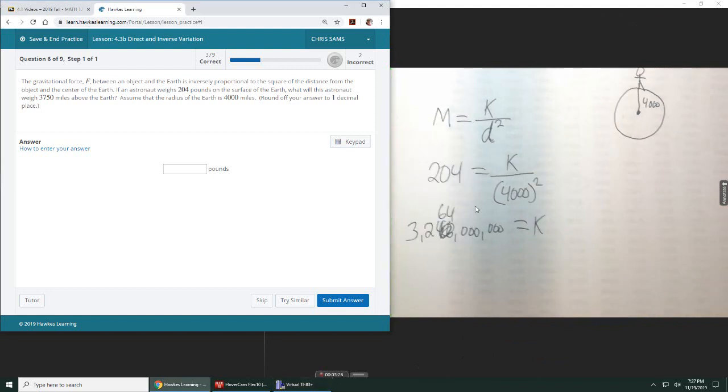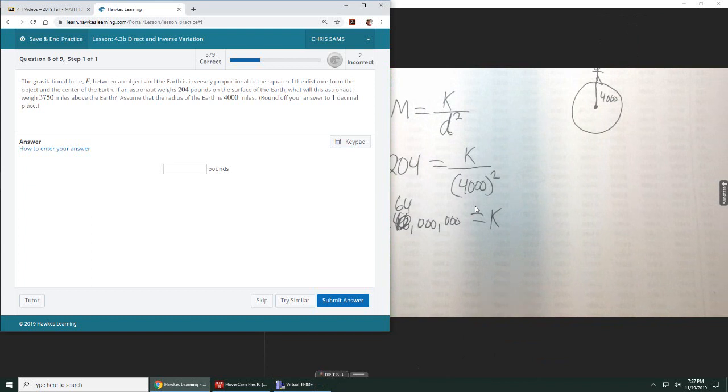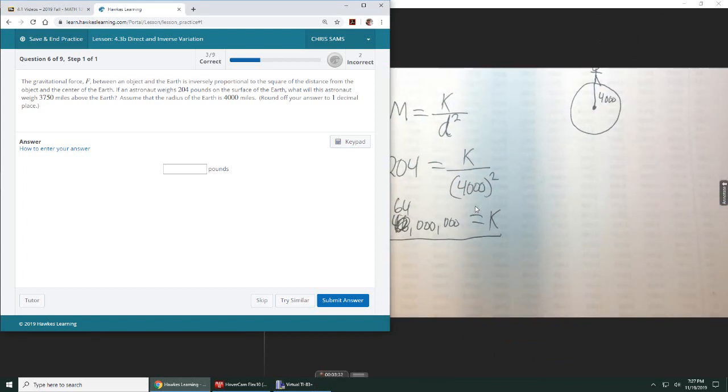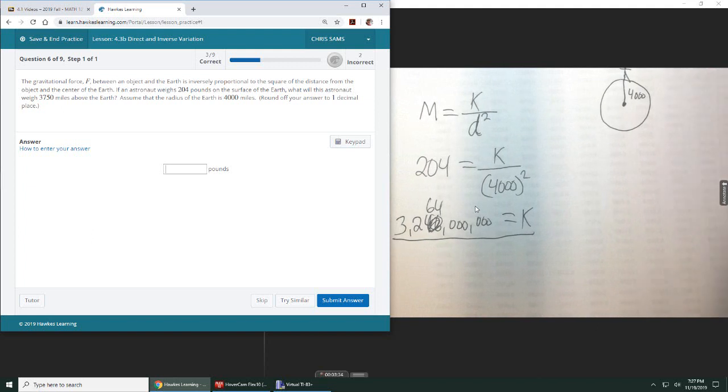Then they give us the second part. So this is kind of hard to piece together for the first time, but now the second part of this equation. We want to know what will this astronaut weigh. So we want to know what is his mass if he is 3,750 miles above the Earth. So now this is what we're looking at.